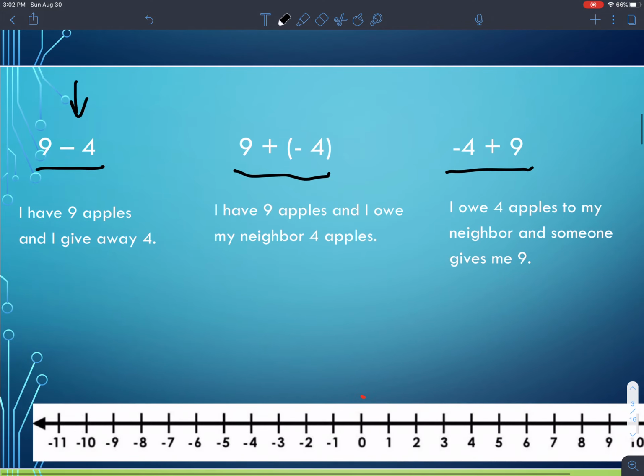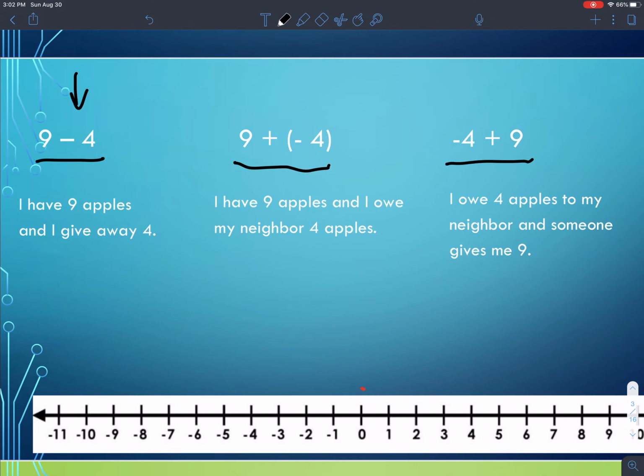And as you probably learned in earlier grades, if you start at 0 and you go up to 9 on the number line, and I know that black can be a little hard to see, to show this subtraction problem, you can go up to 9 and then do whatever the second number says to do, and that is go down 4.